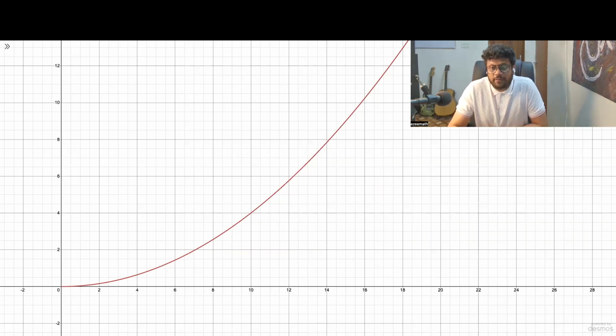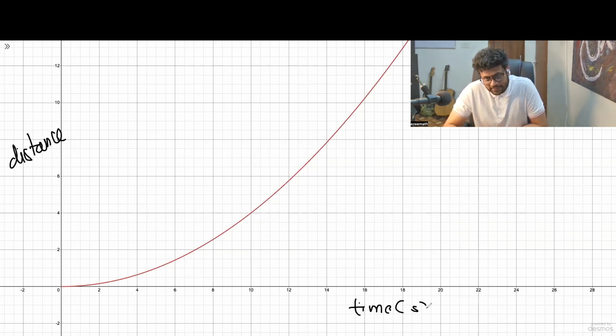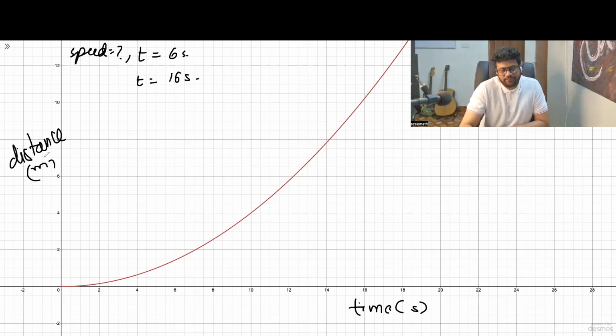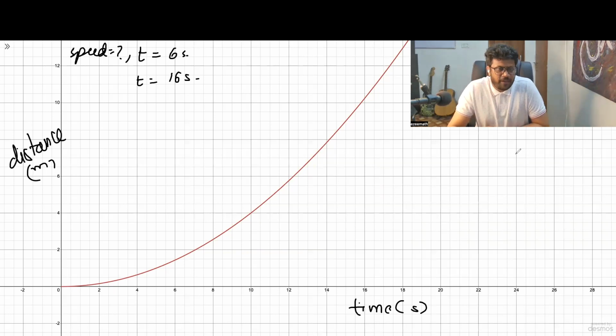So we're going to name the axes. We put distance on the y-axis and time in seconds on the x-axis. Now, let's say they have asked you to find out the speed when time was 6 seconds, and also when time was about 16 seconds. See, there's a trick to it, and you have to remember the trick: draw a tangent to the curve at that time value.